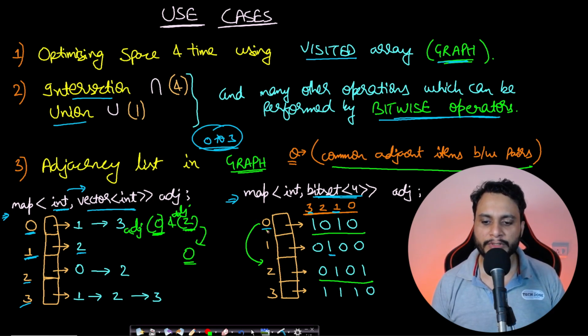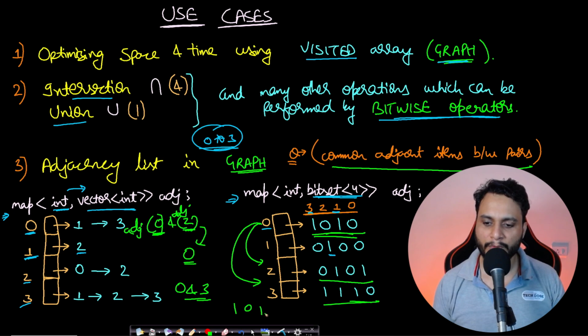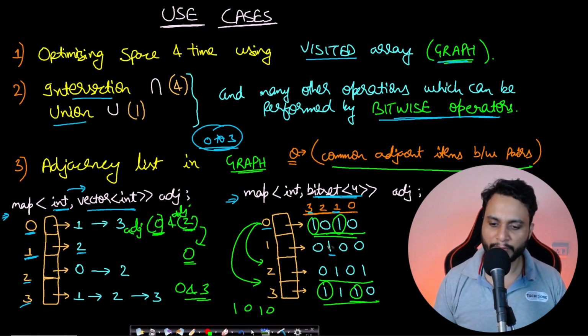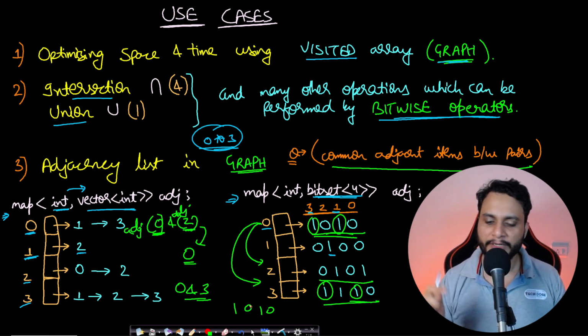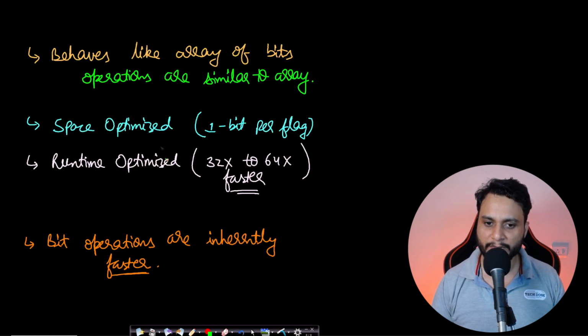If you want to find out the common items between, let's say 0 and 3, then you will do adjacency list at 0 ANDed with adjacency list at 3, right? And your output will be 1 0 1 0, because this item is in common and this item is in common, whereas the other items are not in common. And now you can apply the built-in pop count to count how many items are in common, or you can just iterate over it and find which all items are common. So these are few example use cases of bit sets.